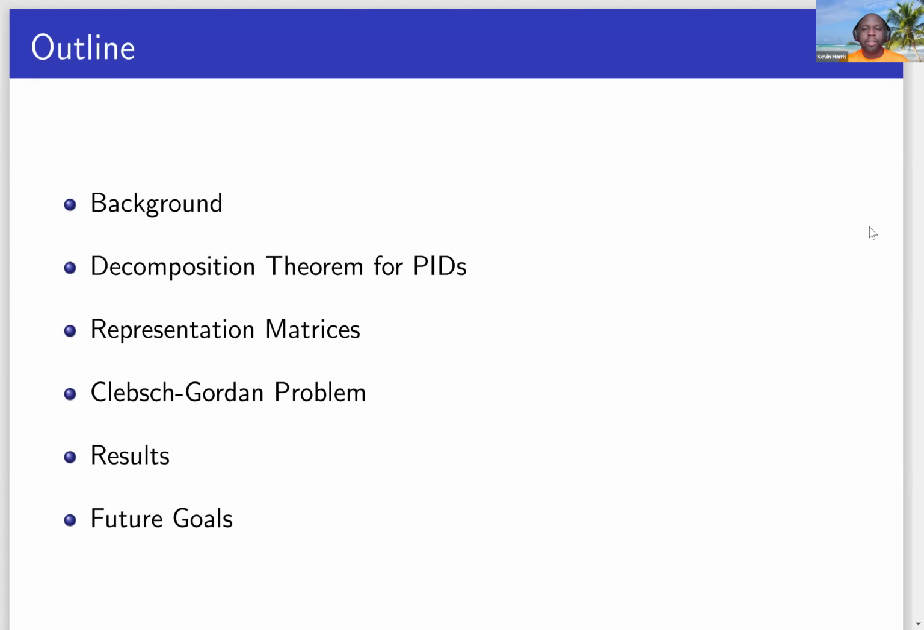So just sort of an outline of what we're going to talk about today. Just kind of set up the background. Then we're just going to mention the decomposition theorem for modules over PIDs, and why that's important to our research, to my research. We're going to talk about what representation matrices are and why they're important. We're going to refer to something called the Clebsch-Gordan problem, which if anyone's done any Lie algebra work may sound familiar. You might have heard of the Clebsch-Gordan formula or the Clebsch-Gordan coefficients. But this is a different case that we'll talk about today, and then some results that I have, and then also some future goals.